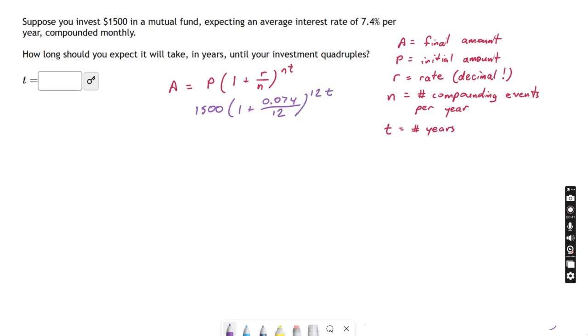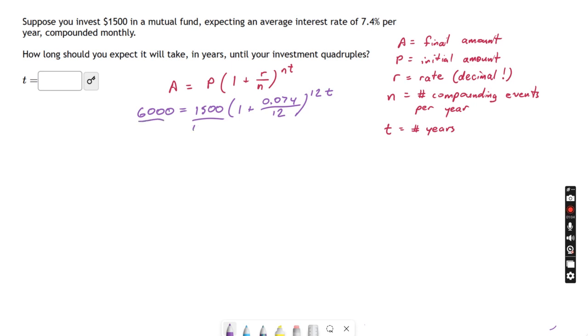I have 12 months in a year. That's how frequently this is compounding. And that appears twice in the equation. And now sometimes people get stuck on this point, like where's the number? What's A? Well, it doesn't tell us, but it does tell us that it quadruples. So from the quadrupling information, you should be able to figure out that A is going to be 4 times as big as what we started with, or in other words, 6,000.